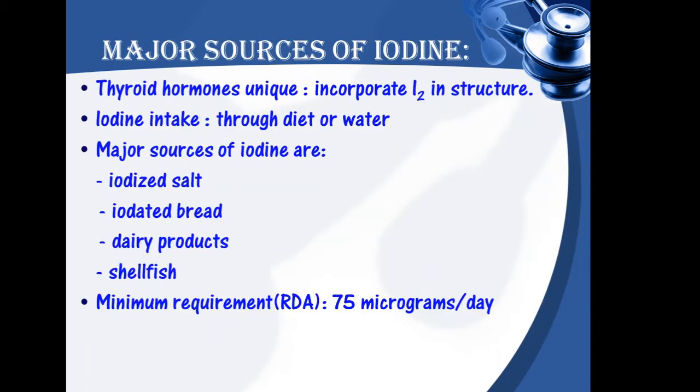Next are the major sources of iodine. As we know, the thyroid hormones are unique because they have iodine incorporated into their structure, and iodine intake is either through water or through the diet. The major source of iodine is iodized salt, and bread is also fortified with iodine now, so it is called iodinated bread, along with dairy products and shellfish. The recommended daily allowance of iodine is 75 micrograms per day.